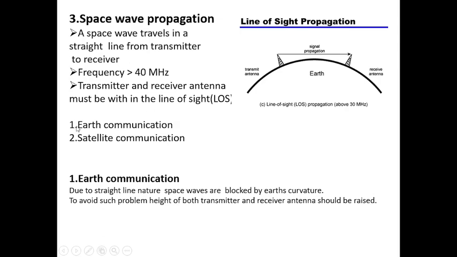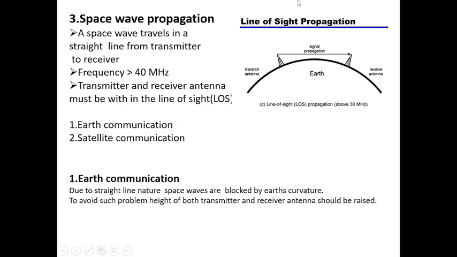First we will see earth communication. We have an antenna which sends the space waves and they reach the other antenna on the earth surface. Here the frequency range of these space waves is more than 40 megahertz. So it has more frequency, which means the space waves penetrate through the ionosphere in a straight line path.